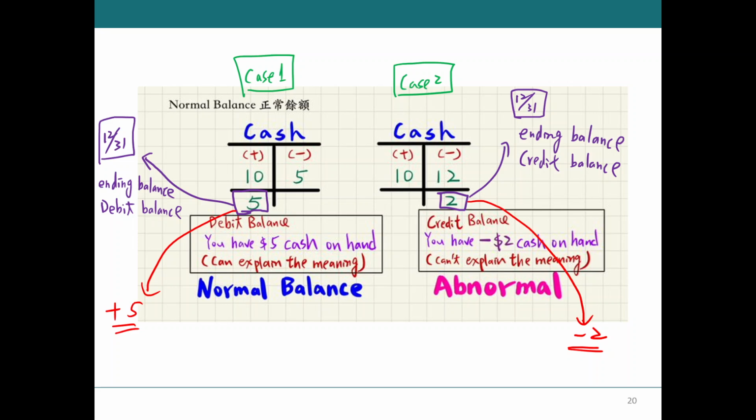Right now, after whole process, on the last day, you ask me how much money I have. I told you $5 I have. Okay, so plus 5 means I have cash $5 on December 31st. Okay, minus 2, what does it mean? You told them on the last day right now, you asked me how much money I have. I told you I have a negative $2.